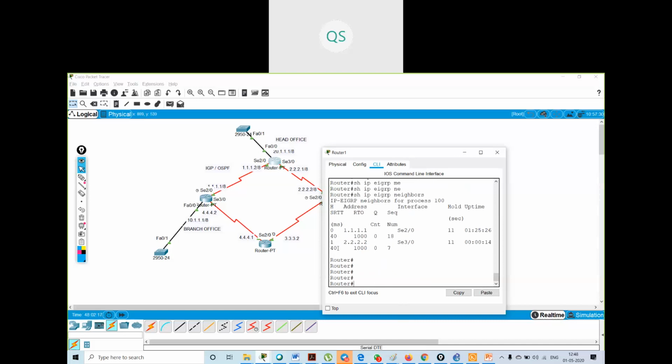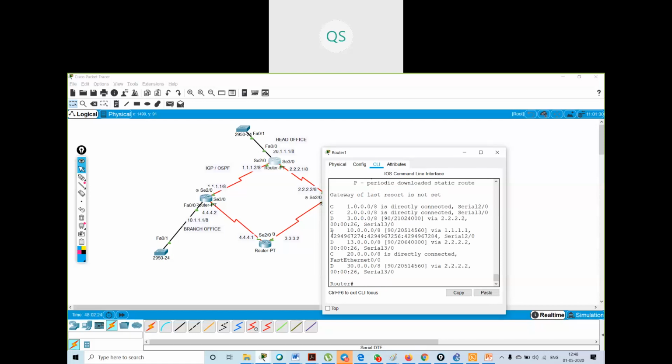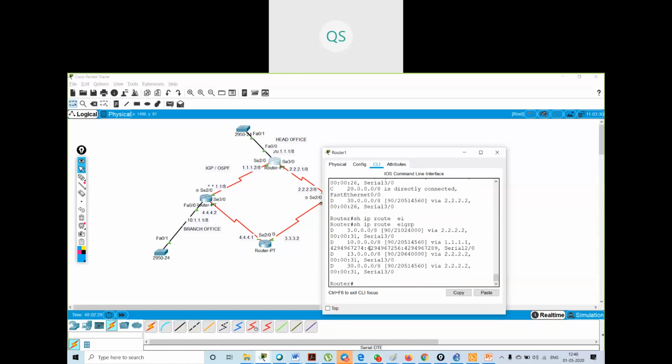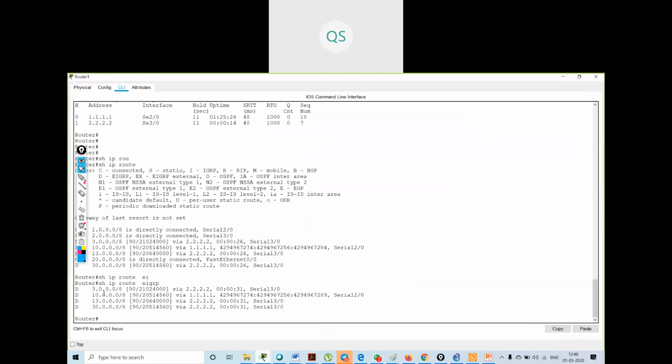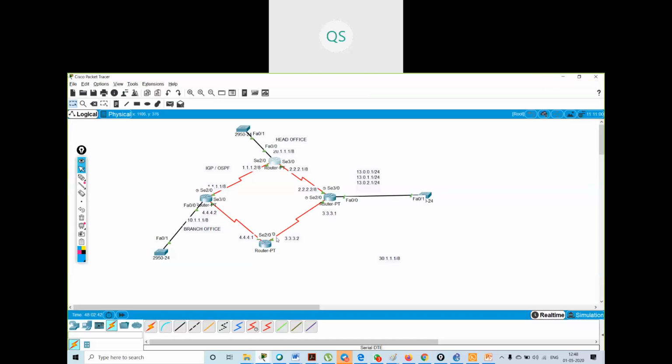Then show ip route eigrp. I'm having routes for the 3.0.0.0 network, 10.0.0.0 network, 13.0.0.0 network, 30.0.0.0 network. What about the 20.0.0.0 network? It is my own network, right? So I have to advertise the 40.0.0.0 network also.